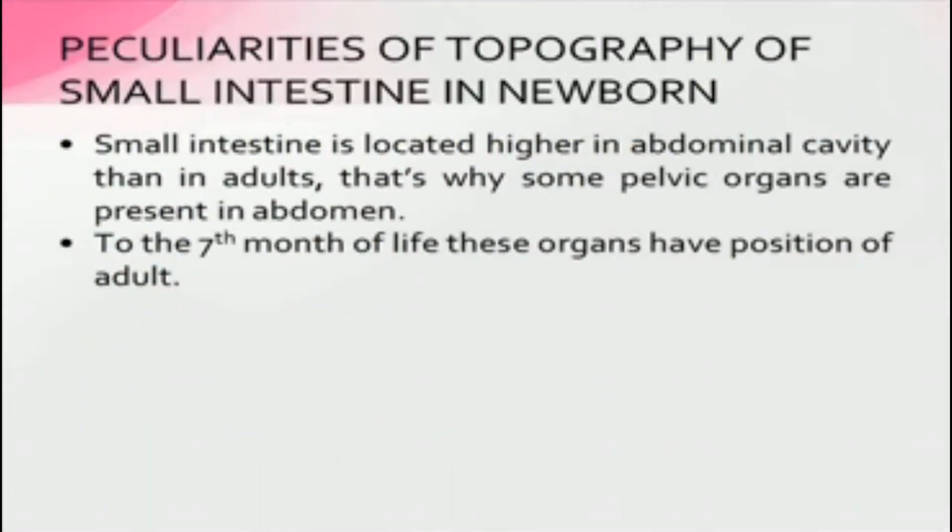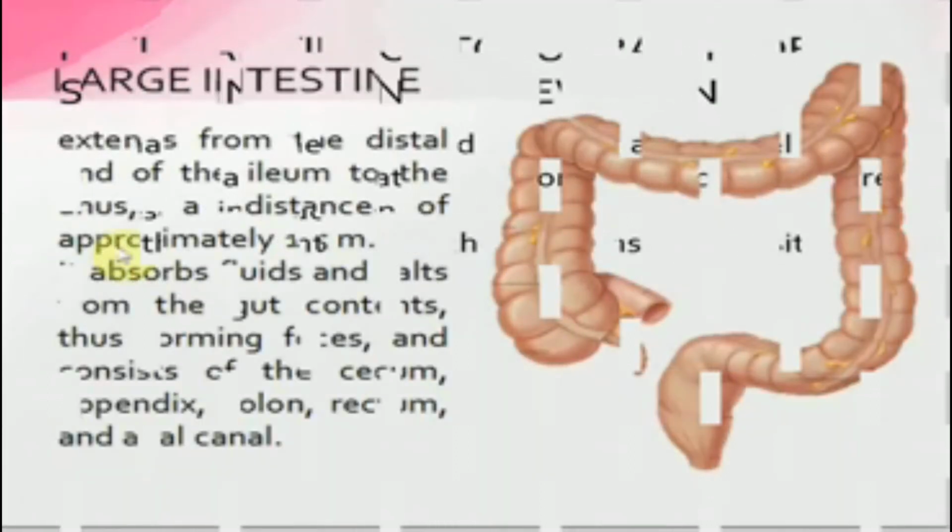Peculiarities of topography of the small intestine in newborns. The small intestine is located higher in the abdominal cavity than in adults. That's why some pelvic organs are present in the abdomen. By the 7th month of life, these organs have the position of an adult.